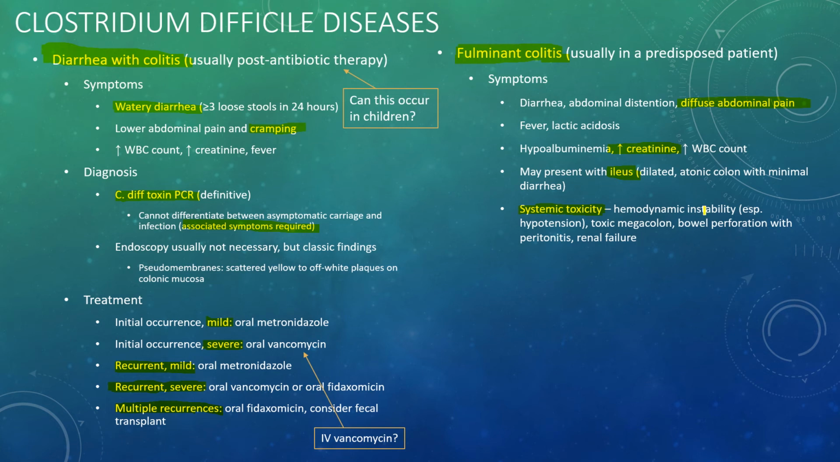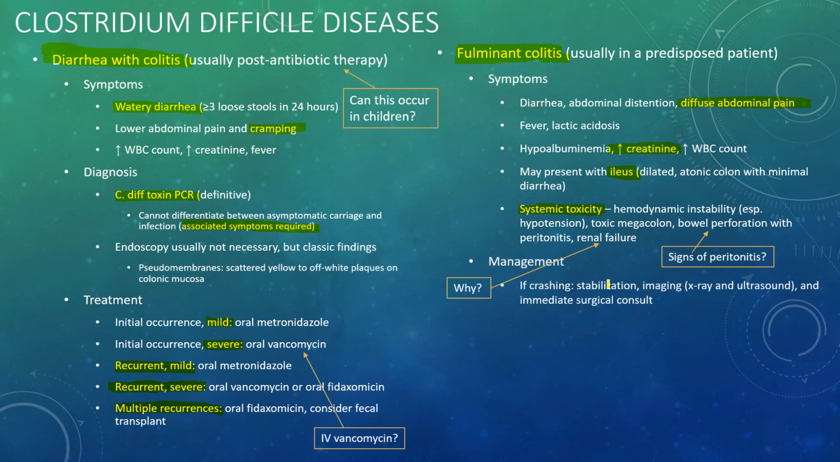So if you have hemodynamic instability, you need to stabilize the patient because this is getting very fulminant. Toxic megacolon is a sign of fulminant colitis, perforation, and also renal failure. Renal failure due to the dehydration and the hypotension causing decreased GFR. What are some signs of peritonitis? The two classic ones are rebound tenderness and involuntary guarding. So if you see either of those two, suspect peritonitis in these patients.